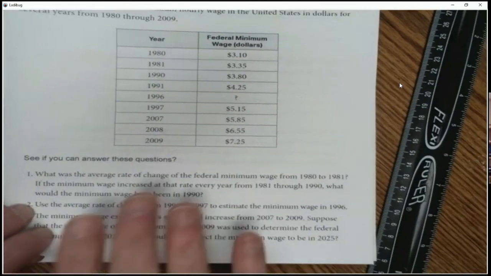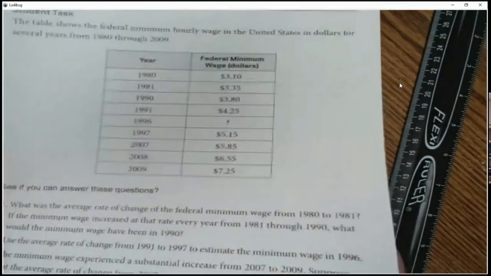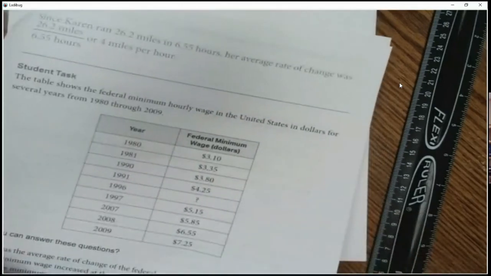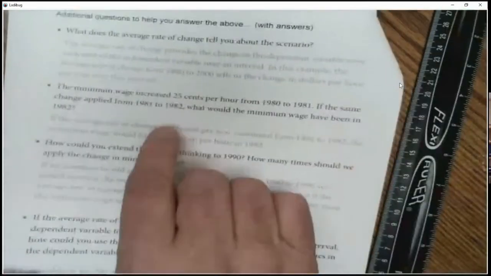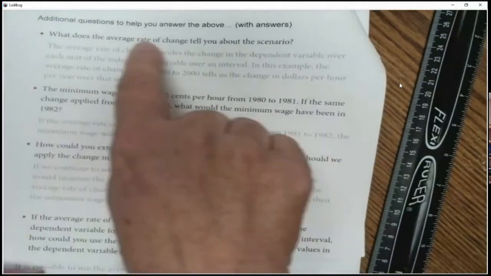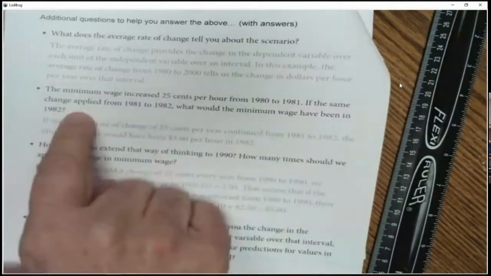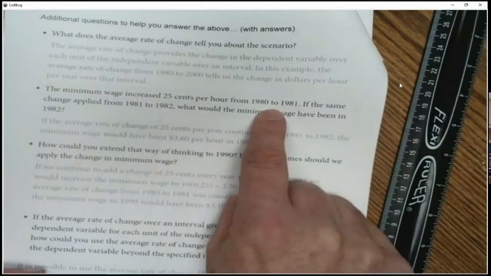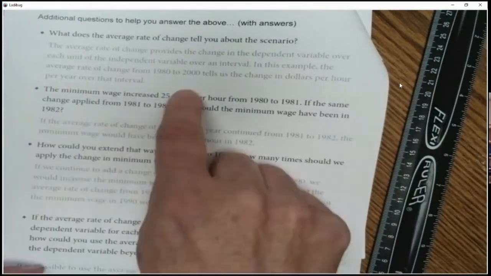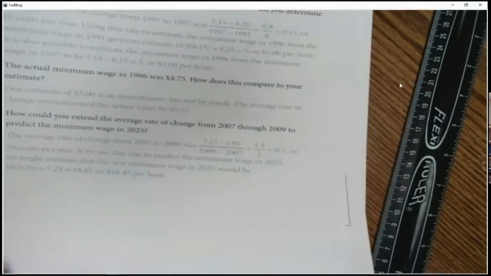So those are some questions to see if you can answer using the table. You've got all the X's and Y's there that you need to use the average rate of change formula. On the back, I've got other questions to help you consider after you try to figure out your answers on the front. What does the average rate of change tell you? It went up 25 cents from 80 to 81. If this had been applied from 81 to 82, what would it have been? And I give you the answers. So you have the questions and the answers.